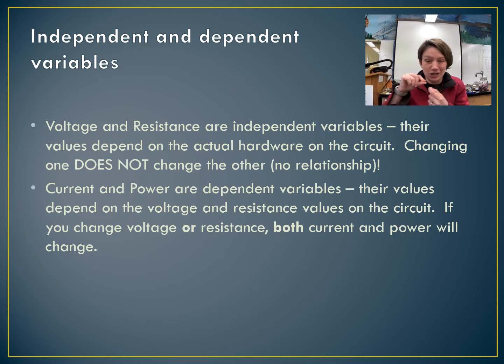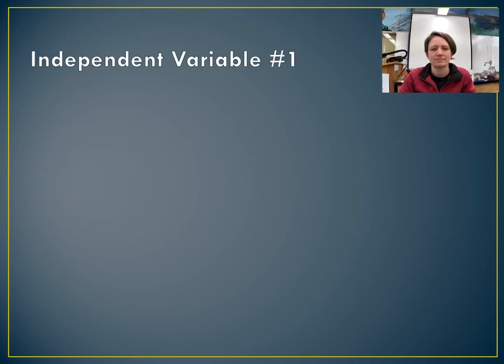And in fact, if you just change the orientation of things in your circuit, your current and power are going to change. So those two variables are really sensitive to the setup conditions of the circuit. And incidentally, those are the equations that we're going to be developing, the equation for current and the equation for power, as a function of the independent variables.